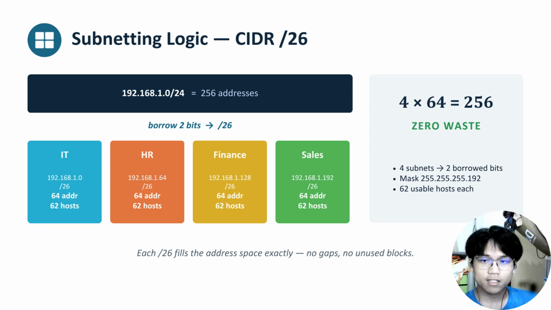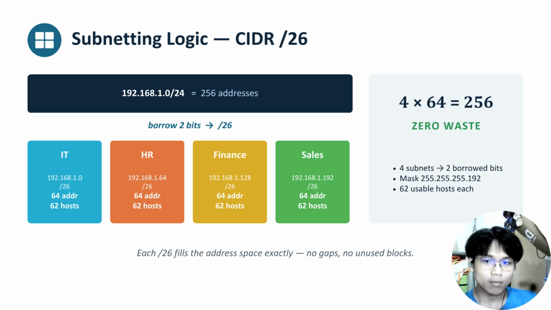We use Classless Inter-Domain Routing to divide our network efficiently. We started with the block 192.168.1.0 with a /24 prefix, which gives us 256 addresses. We needed 4 equal subnets, 1 per department. To create 4 blocks, we borrow 2 bits from the host portion, which changes our prefix from /24 to /26. Now, each /26 block contains 64 addresses.